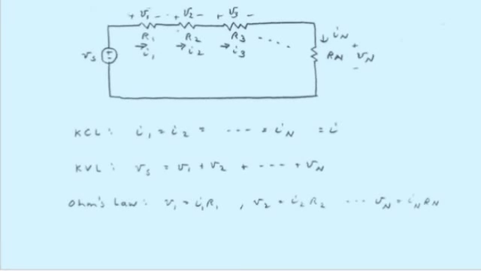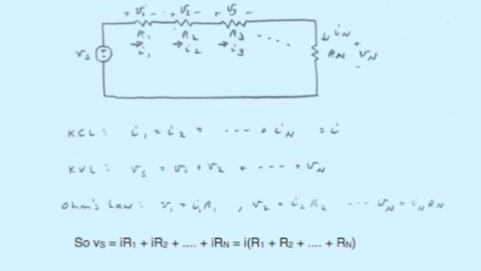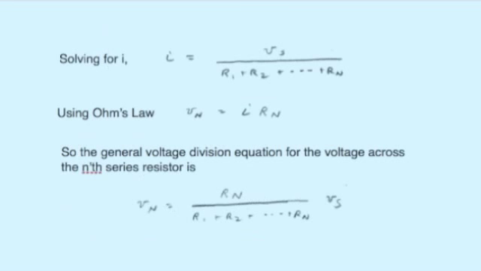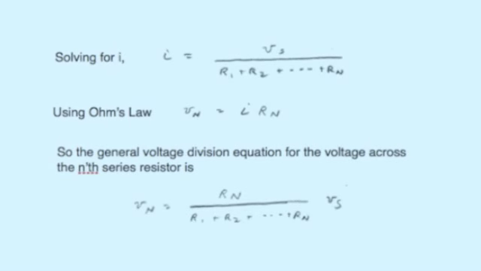By Kirchhoff's voltage law, Vs is equal to the sum of the resistor voltage drops. And by Ohm's law, each individual resistor's voltage is obtained from V equals I times R. And as we've noted, all the resistor currents are the same, the common current I. If we factor out that I, then we can simply say that Vs is equal to I times the sum of all the resistors. So the current I is Vs divided by the sum of all the resistors.